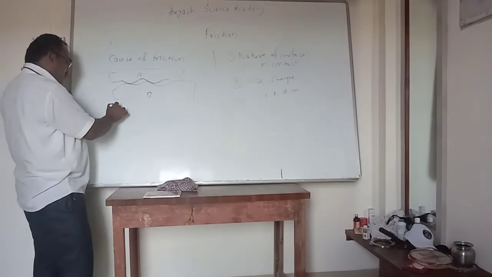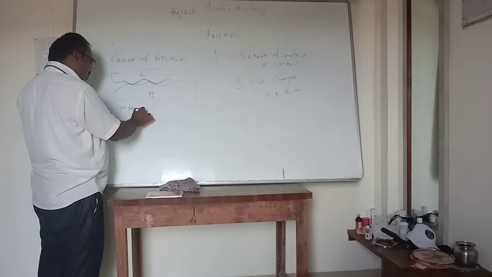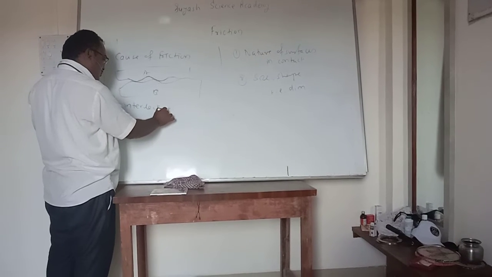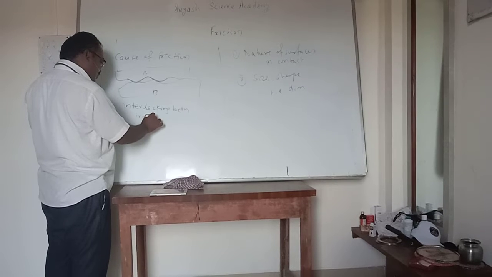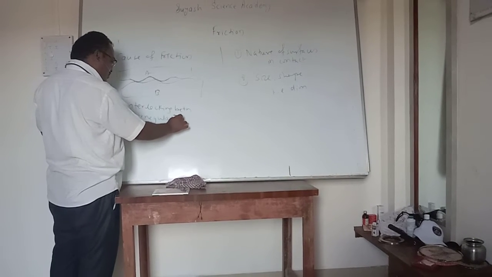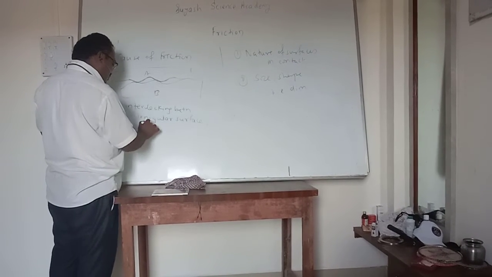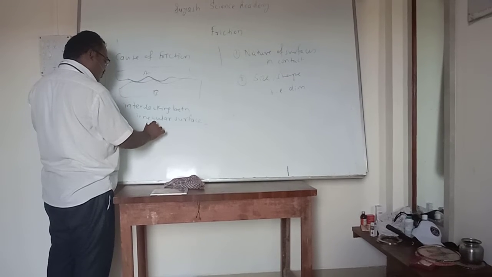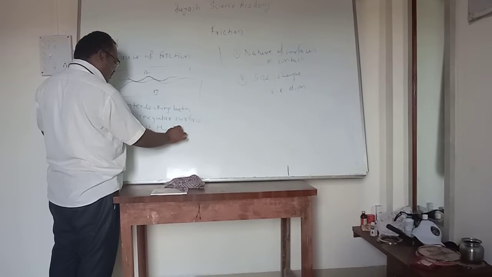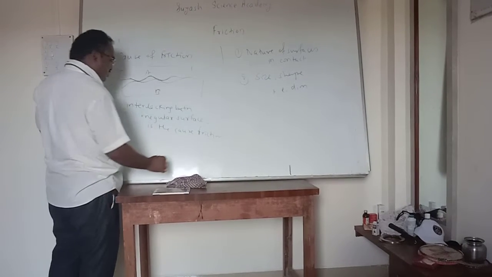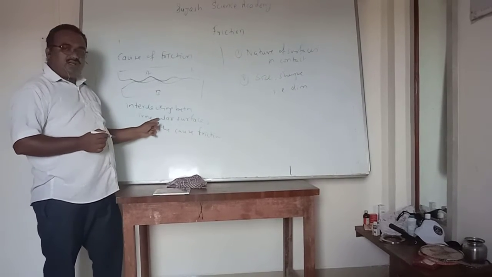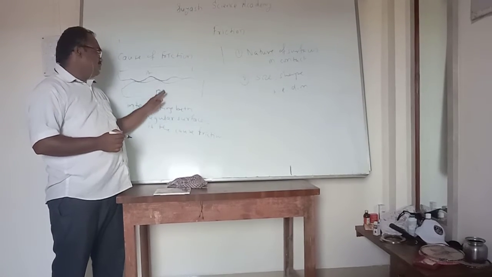You have to remember that interlocking between irregular surfaces is the main cause of friction. This question may be asked for 1 mark: What is the cause of friction? Interlocking between irregular surfaces is the cause of friction.